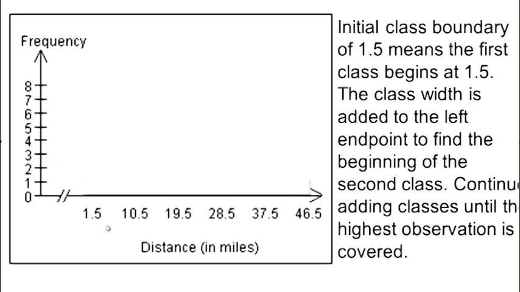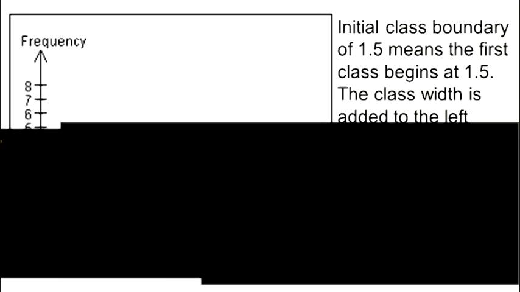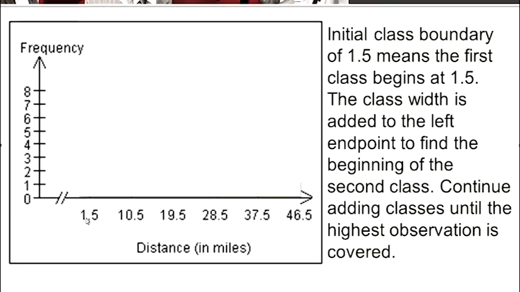Our endpoints are going to be starting with 1.5, and then our class width being 9, you add the class width to the left endpoint to find the beginning of the second class. So since our class width is 9, I take 1.5 plus 9, get 10.5. Plus 9, get 19.5. Plus 9, plus 9, and plus 9.